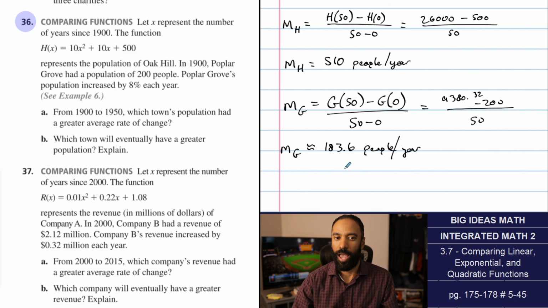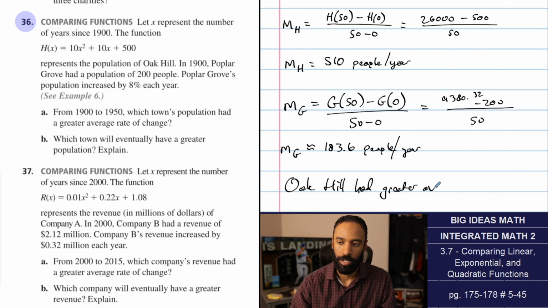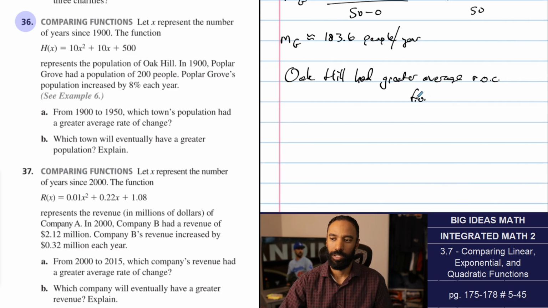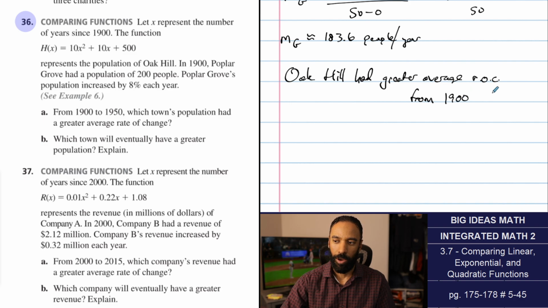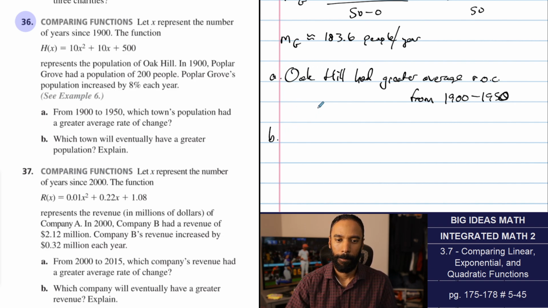Which town's population had a greater average rate of change? Oak Hill had greater average ROC, rate of change, from 1900 to 1950. That was the quadratic. That's part A.